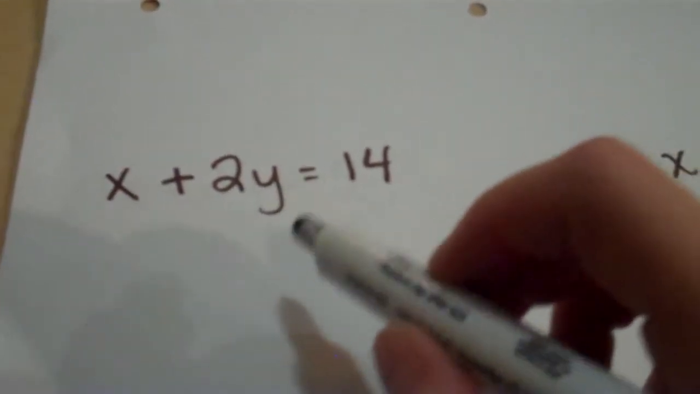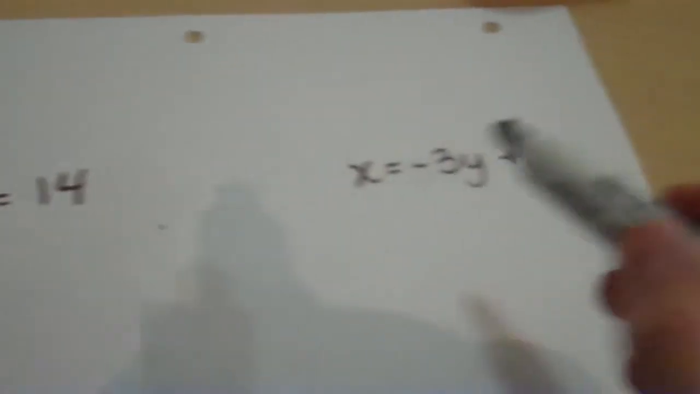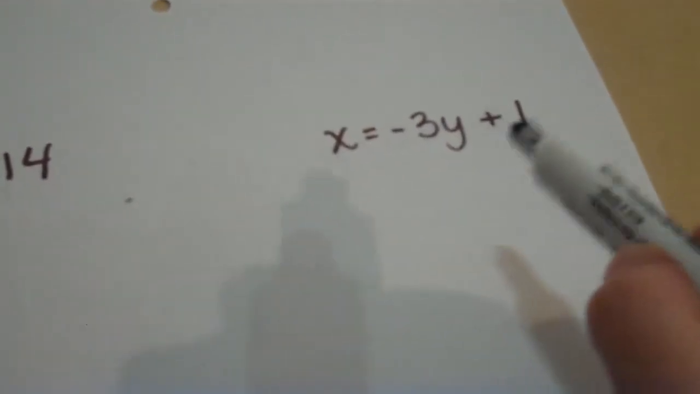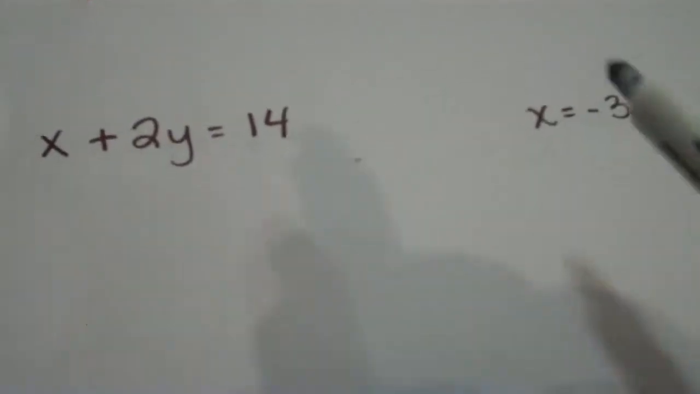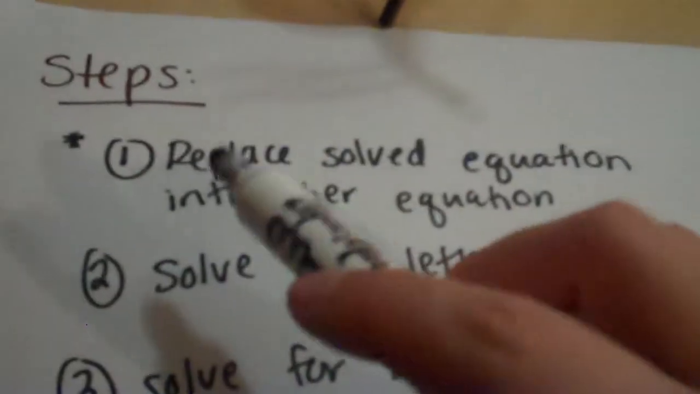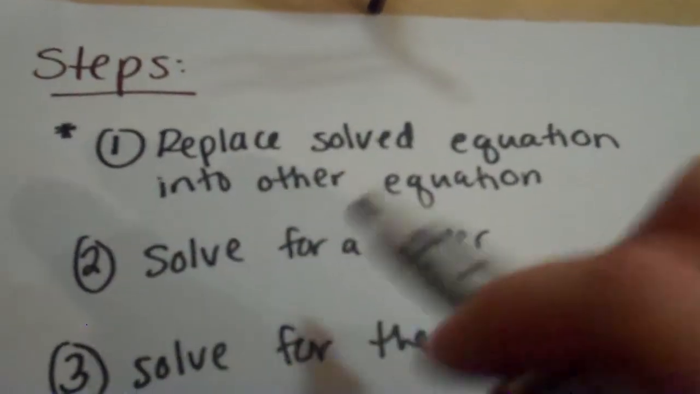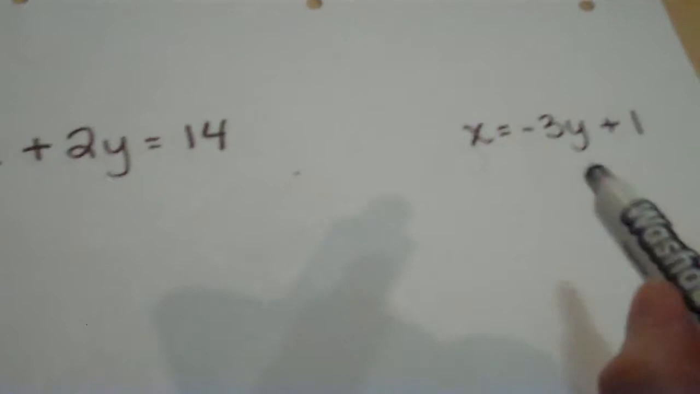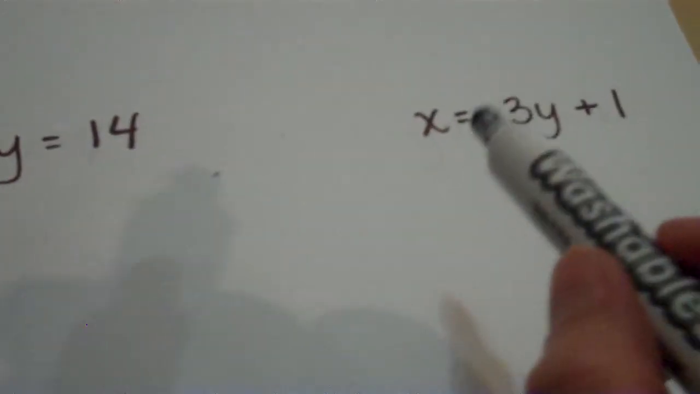X plus 2y equals 12, or 14, sorry. X equals negative 3y plus 1. So write those two things down. My first step is to replace the solved equation into the other equation. So which one of these is solved? This one, because this says x equals. All right, this doesn't say x equals or y equals. This one does. So I'm going to put this in here.